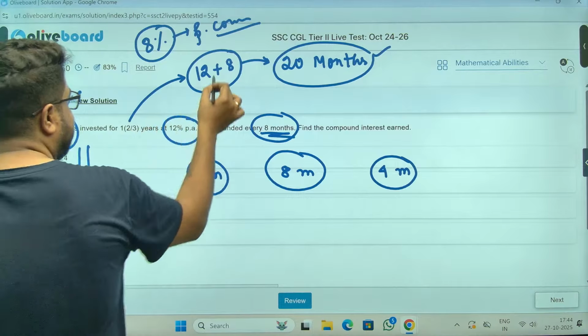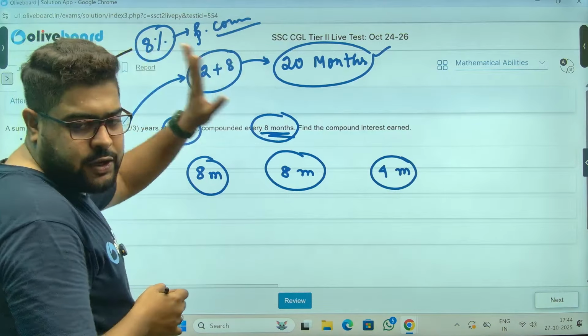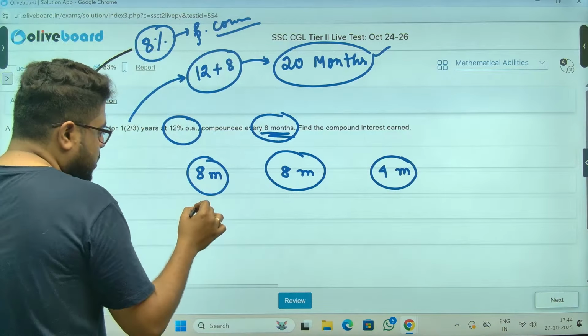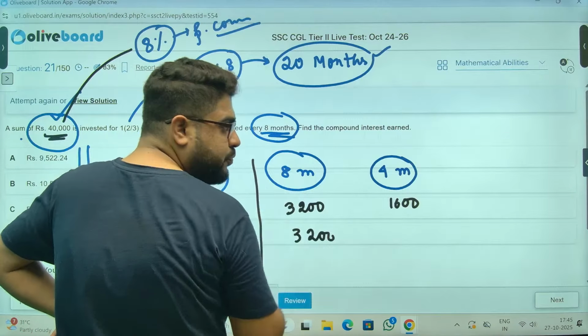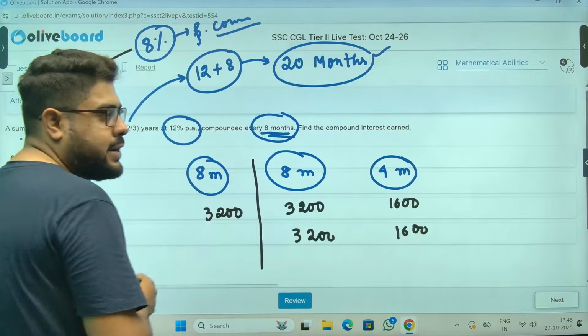8% of 40,000, so 4 8s are 32, so 3,200 rupees. So 3,200 rupees I'll get here, 3,200 rupees I'll get here, and 3,200 half, that is 1,600 rupees, because this is half the compounding, everything will be halved here. Now first year done, second year, again I'll get 3,200 here and 1,600 here. Right? Everybody clear?